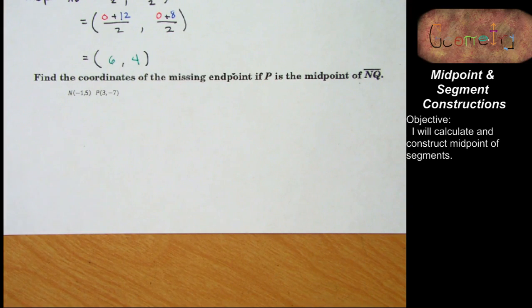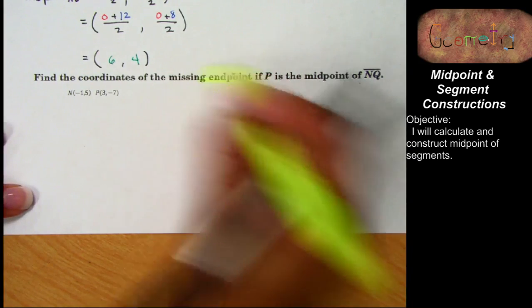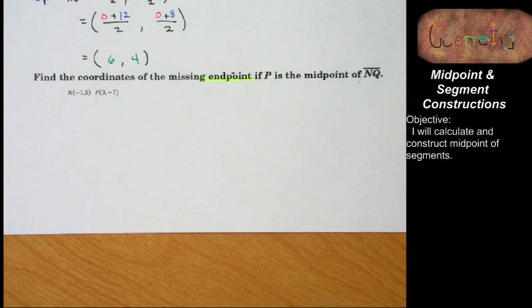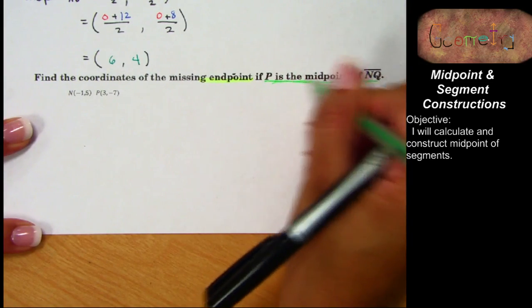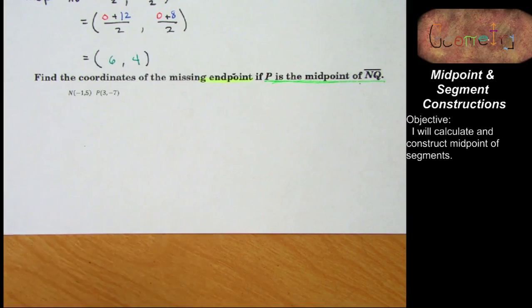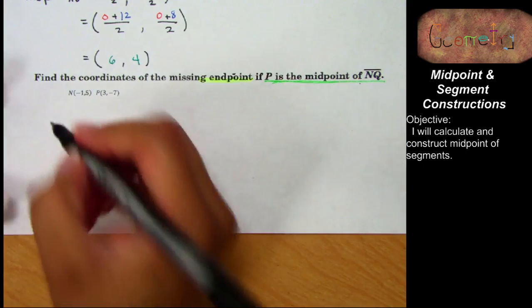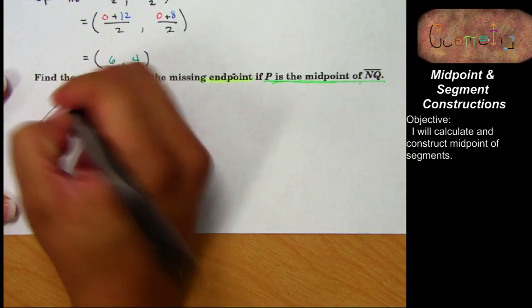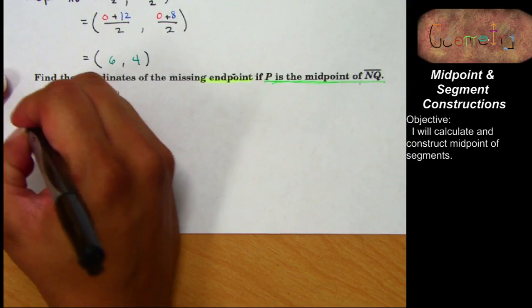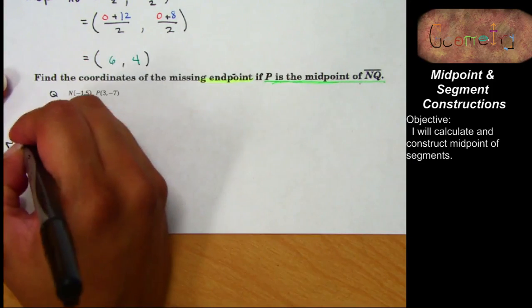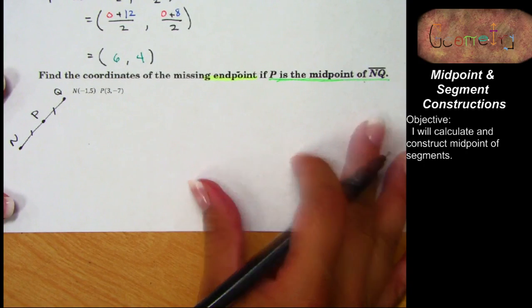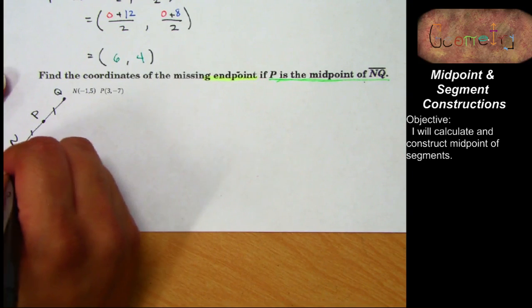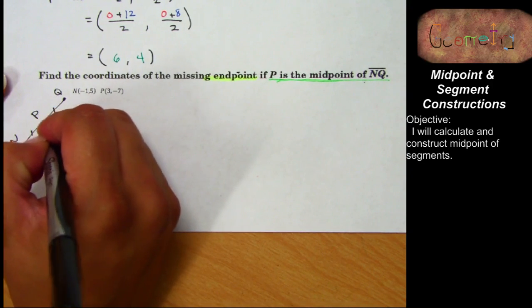The directions for number 9 read, find the coordinate of the missing endpoint if we are given that P is the midpoint of this line segment NQ. This means we have a setup that looks a little something like this. And I have coordinates like this.